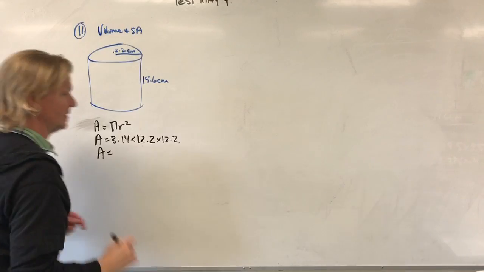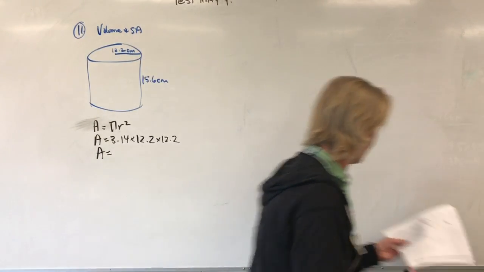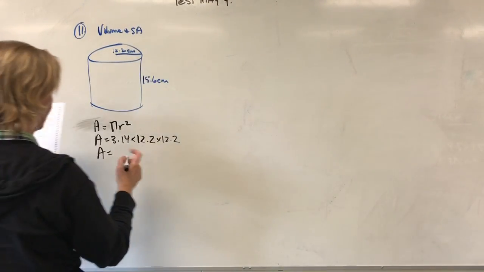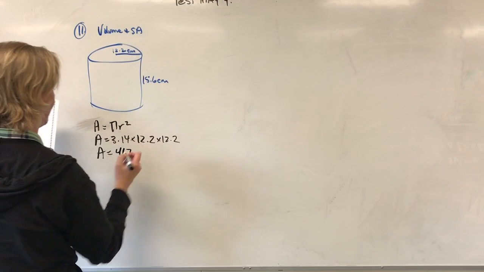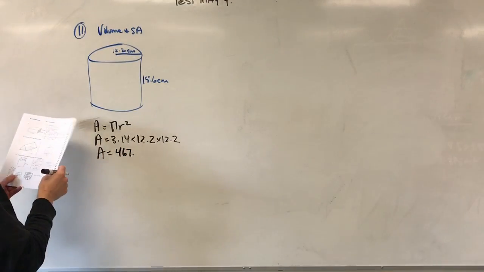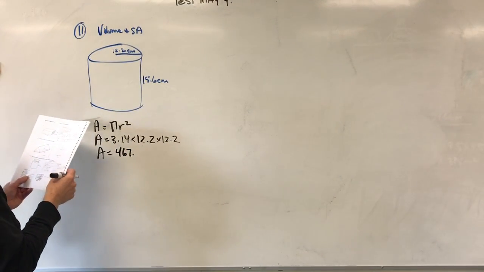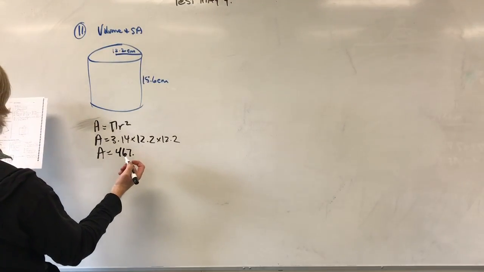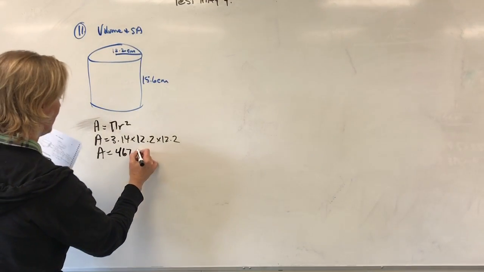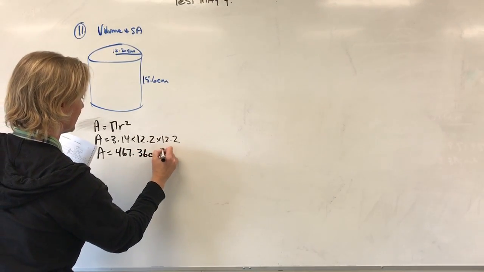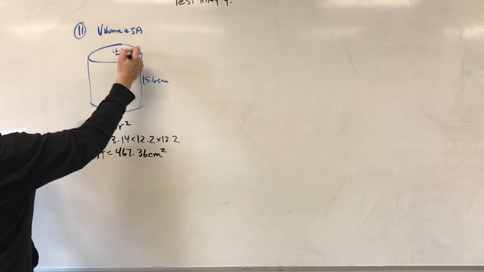Now the area is, I figured this out earlier, okay? It's going to be 467, and I'm rounding, and that doesn't matter because we're always rounding with pi anyway. Even the fact we're using a rounded pi would just affect that number anyway. So 467.36 centimeters squared. So that's the area of one of these.